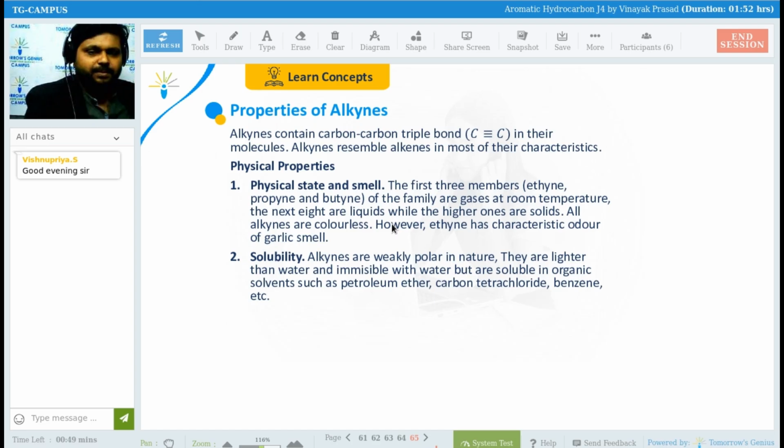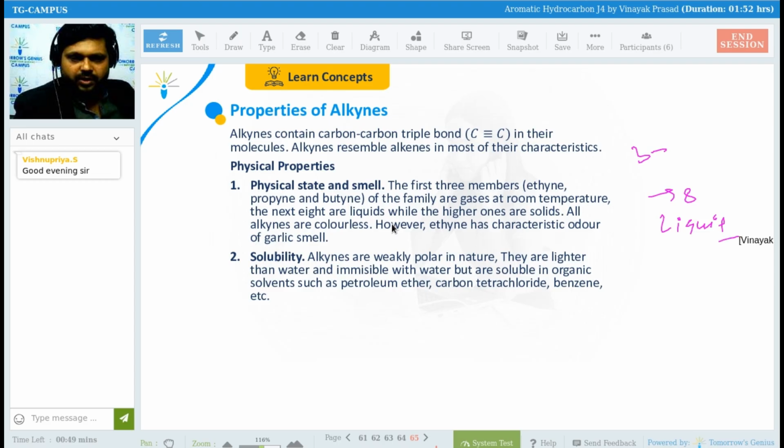Now we are going to see the physical properties of these alkynes. The first 3 members, ethyne, propyne, and butyne, of the family are gases at room temperature. The next 8 are liquids, while the higher ones are solids. So 3 are gas, the next 8 are liquid, and the rest are solid. Clear, everyone? All alkynes are colorless. However, ethyne has a characteristic odor or garlic smell.